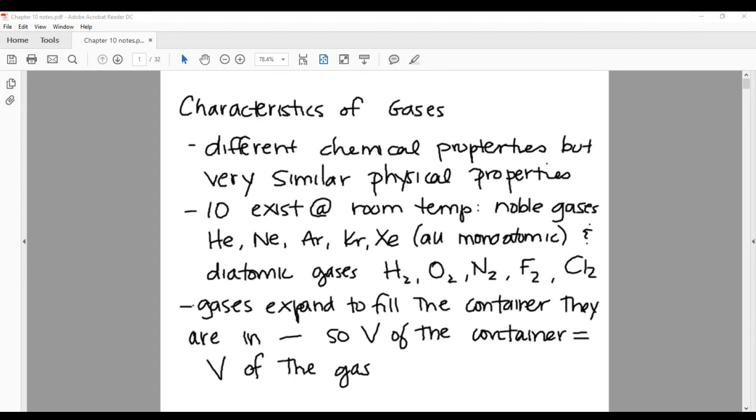One characteristic that we can identify of gases is that they expand to fill the container they are in. Gases have no definite shape and no definite volume. So when we put gases into a container, they will expand. So the volume of the container is the same as the volume of the gas. If you have a 2-liter container, then you will have 2 liters of gas. If you have a 100-liter container, you will have 100 liters of gas, because the gas will expand to fill up the entire container.